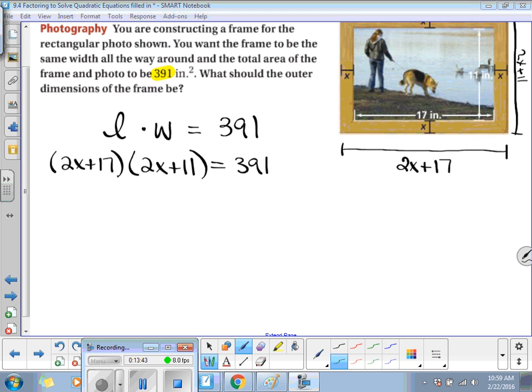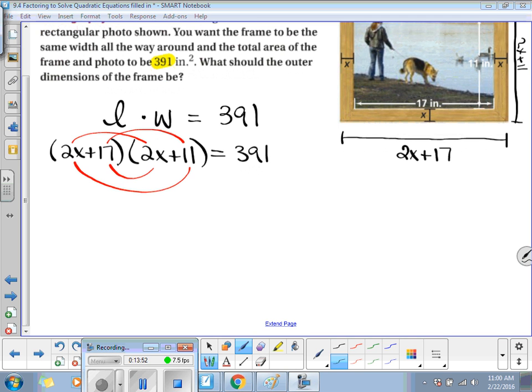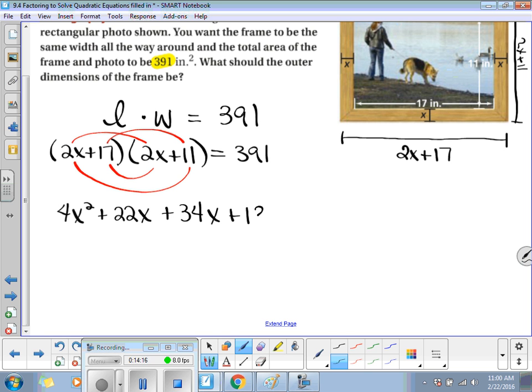So I'm going to go ahead and FOIL this, because we need this to be in standard form. So let's FOIL. 2x times 2x is 4x squared. Outer, 2x times 11 is 22x. Inner, we've got 17 times 2x is 34x. And last, 17 times 11 is 187, is equal to 391. So now we can put our like terms together.